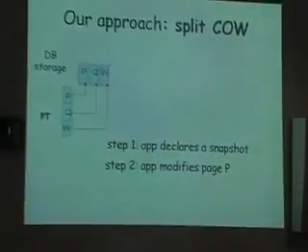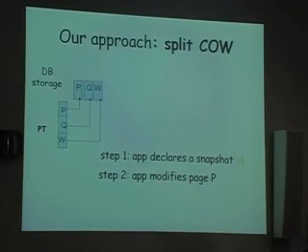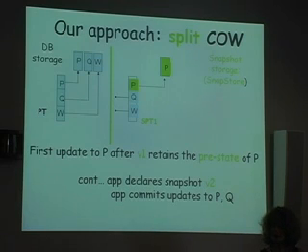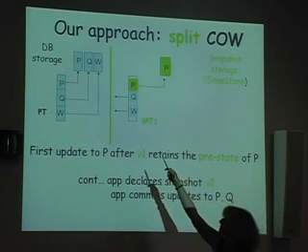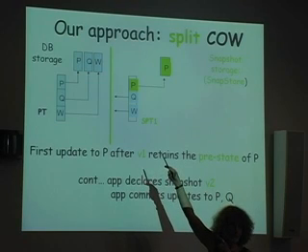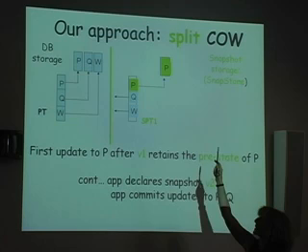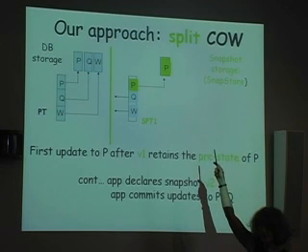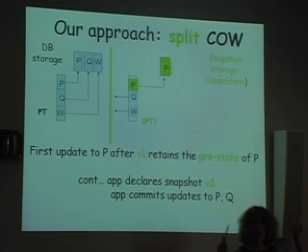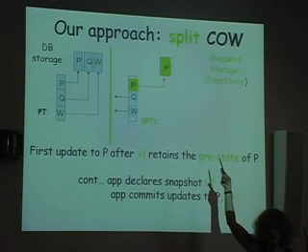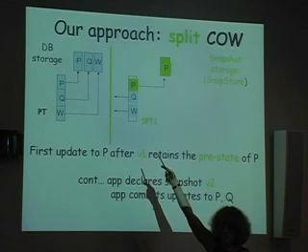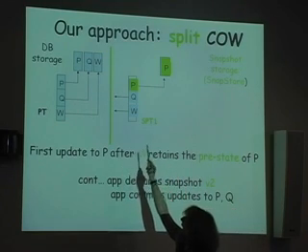We use an approach called split copy-on-write. Here again is my database, here's my table. Now the application declares a snapshot, and after that modifies, and I'm trying to make sure I can come back to the past state. So before I modify P in the database, before I update P in place, I copy out the pre-state of P to a different place. So I did two writes: I copied out the prior state, and I updated my current state. And I updated the page table.